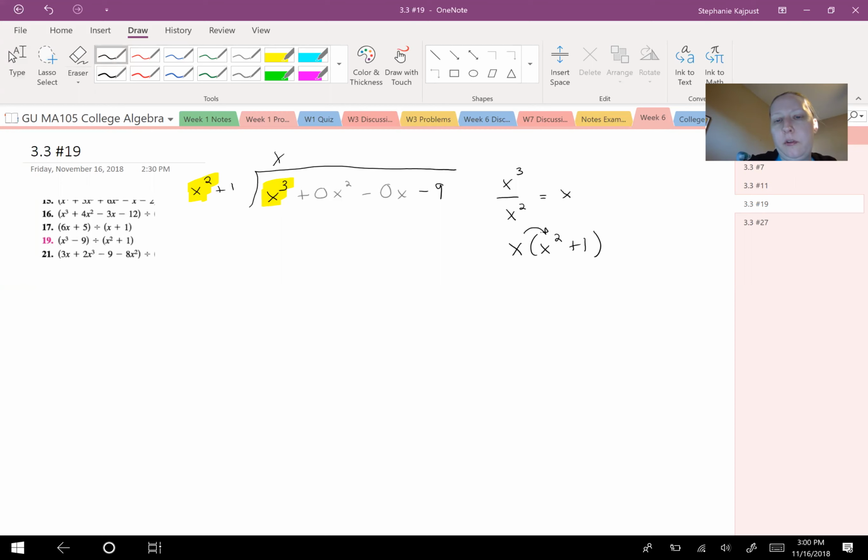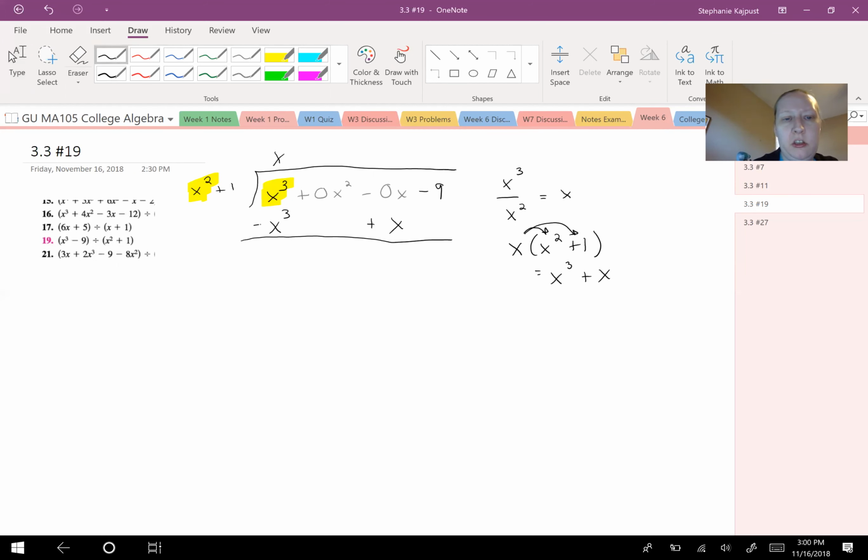So I distribute. x times x squared is x cubed. And then x times 1 is x. So I'm going to match this up. I have an x cubed, and then I'm skipping my x squared term because I don't actually have one there. And then I'm going to write the x under it. So you need to make sure you line up your like terms.